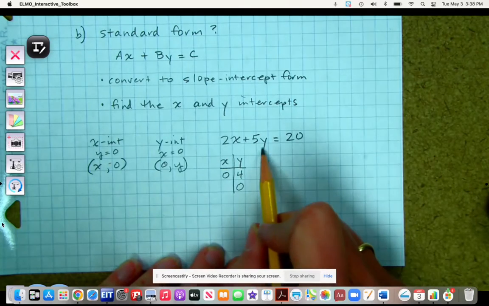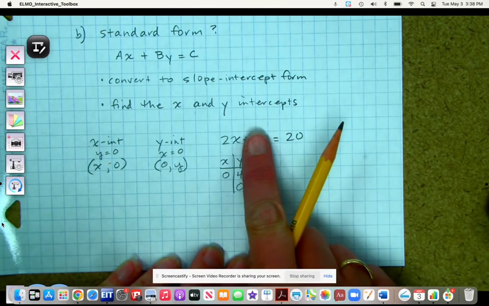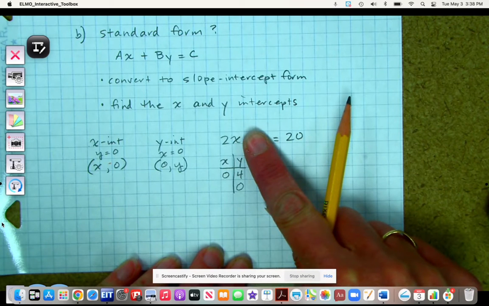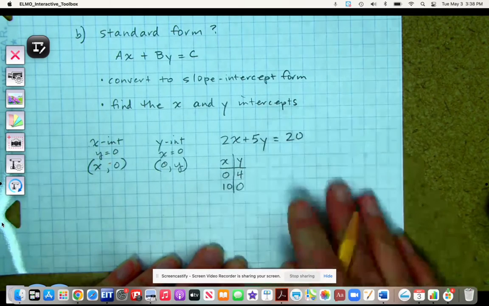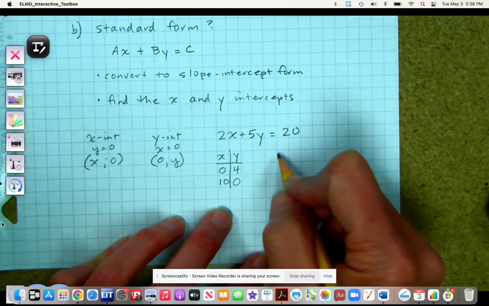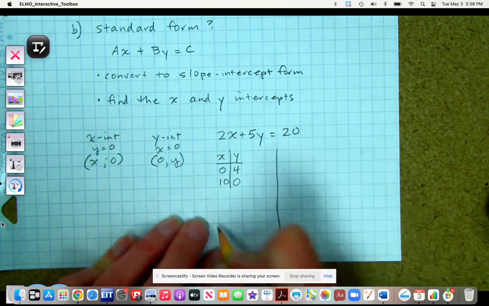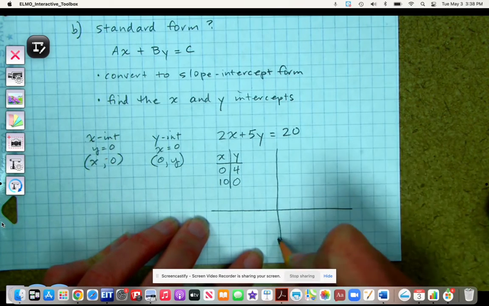How about if y is 0? If I plug 0 in here for y, 5 times 0 is 0. So I'm left with just this equation, 2x is equal to 20. How could I solve that? 2 times what is 20? That's 10. Then I could just plot those 2 points, and then I'm pretty good.